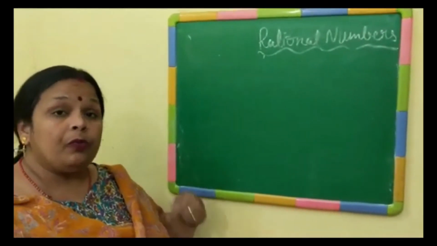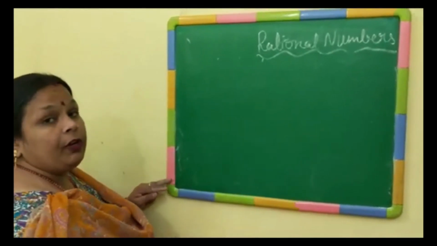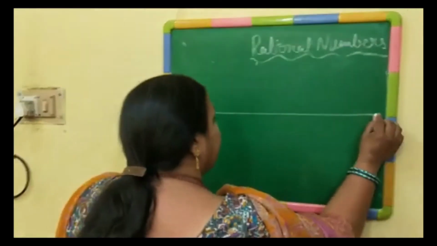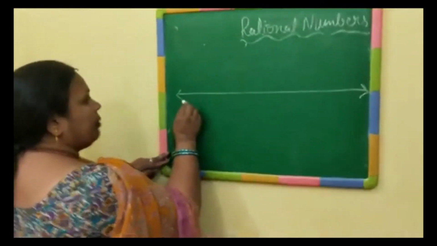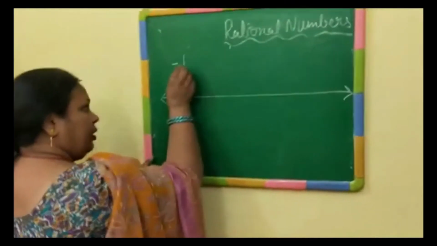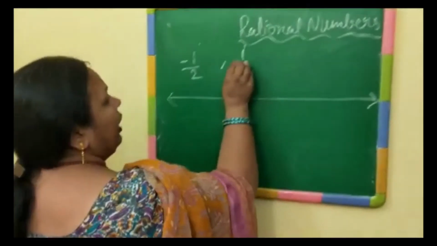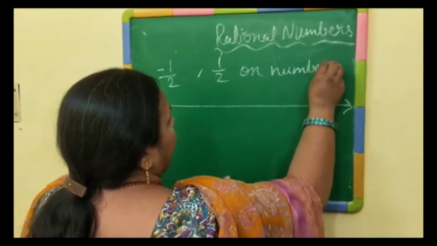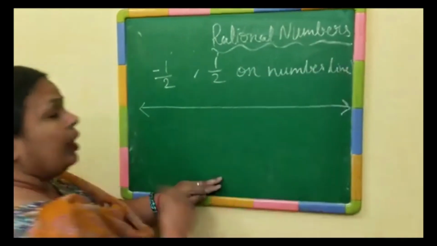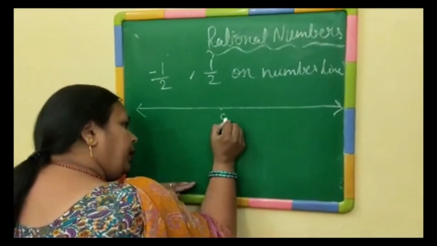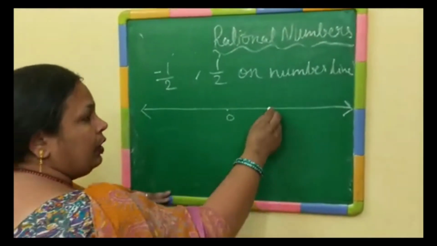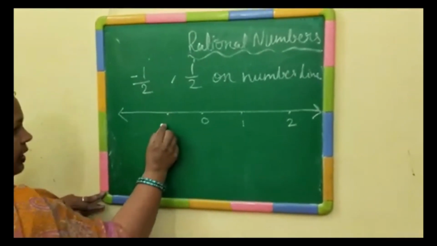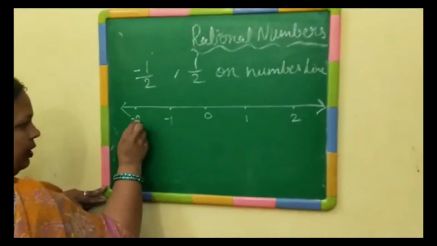Now let's go for the representation of a given rational number on a number line. Hope you remember what a number line is? A line which consists of all the negative and positive numbers. So we are going to represent minus 1 by 2 and 1 by 2 on a number line. Let 0 be here. We take unit distance 1, unit distance 2. Similarly, this side becomes minus 1, this becomes minus 2.